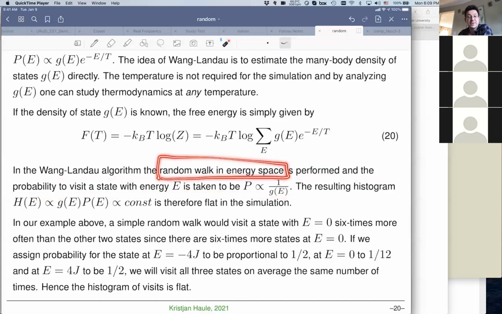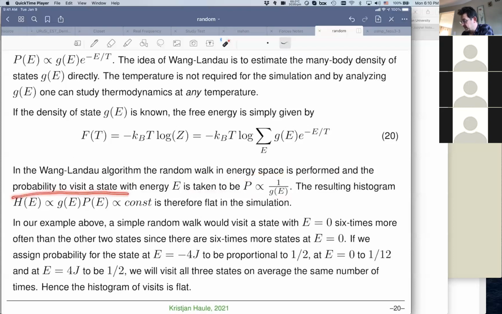So the important point here is that we are doing a random walk in energy space. You see, we are not doing a random walk in configuration space. We are not visiting X, or basically configurations, like we did in the previous Metropolis, but we are visiting energies. And we know that there are not so many energies at the end of the day. We said that there's a relatively small number of energies.